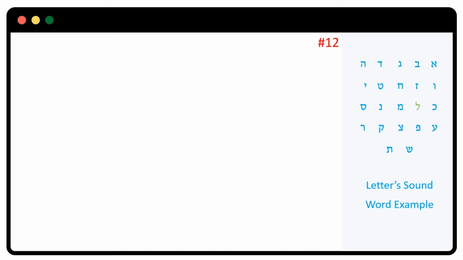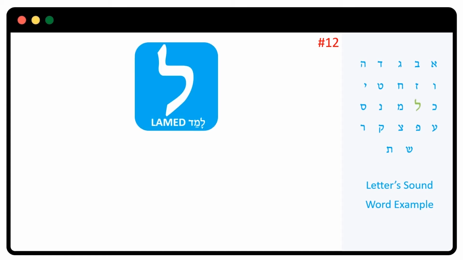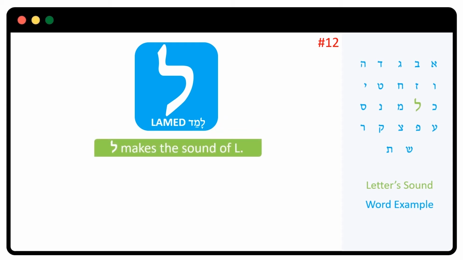Letter number 12. Lamed. The letter Lamed makes the sound of the letter L, like in the following word example. Lev. The word lev starts with the letter Lamed, and lev means heart.